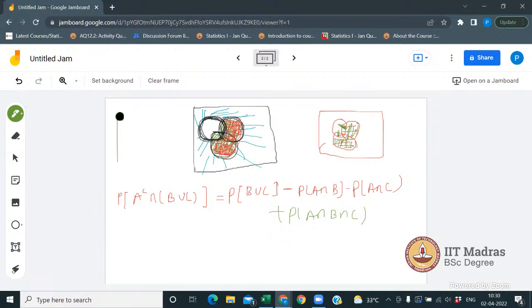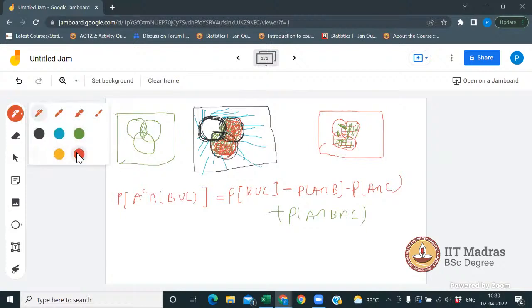See, this is your A, this is your B, and this is your C. When you subtract A intersection B, you are subtracting this region. When you subtract A intersection C, you are subtracting this region. If you look clearly, this region we are subtracting 2 times, but it is also included in B union C. So 1 time you will have to add. Got it or not?